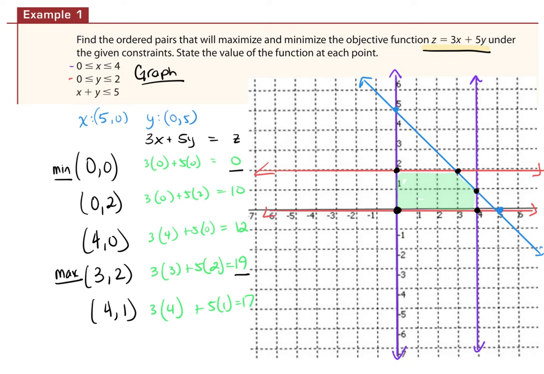So if I were talking about profit, clearly selling nothing is going to give me the least amount of profit. That makes sense, right? And selling 3 x's, whatever that represents, and 2 y's, whatever that represents, would give me my maximum profit. And my profit there would be 19, okay?